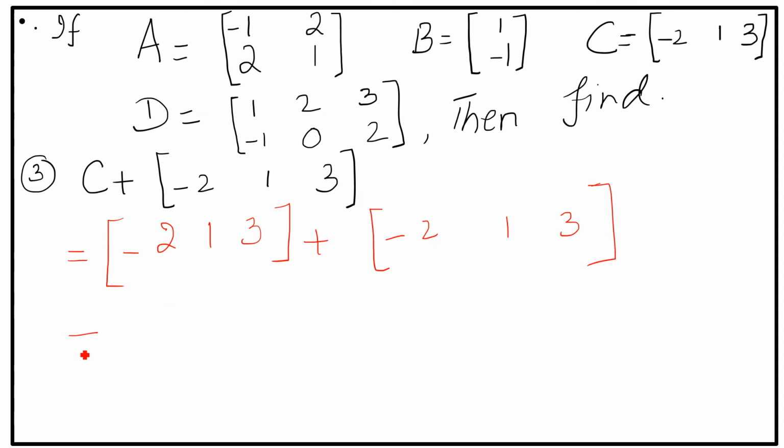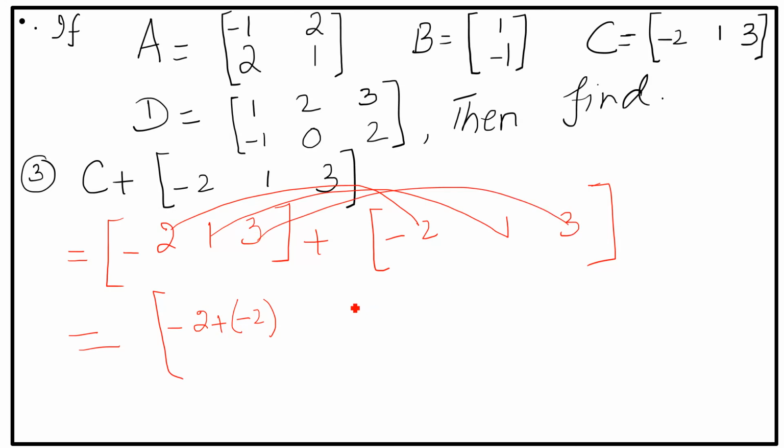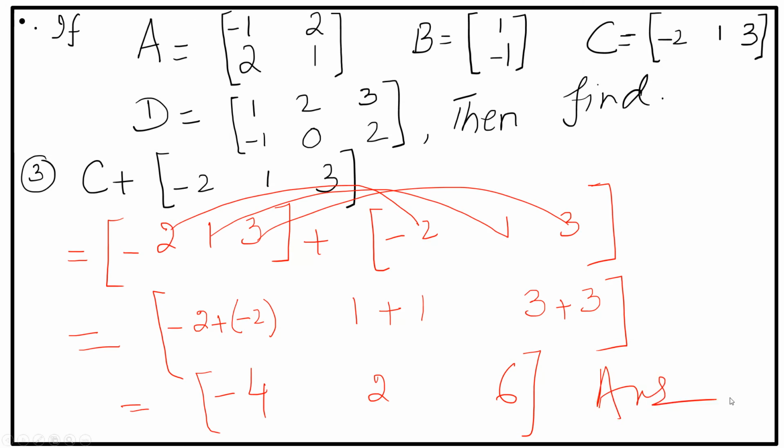Right? So what is the rule? Dimension: 1 row, 3 columns, 1 row, 3 columns. Just you can add the matrices. Minus 2, and the corresponding entry is also this one. See, this to this, second to second, third to third. 1 plus 1, 3 plus 3. And it will be minus 4, 2, and 6. So this is your answer.